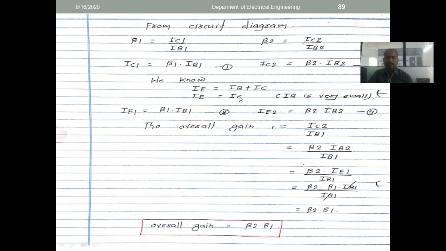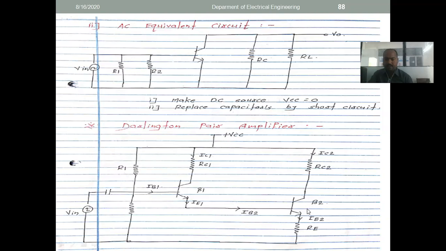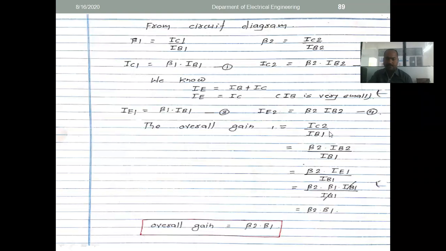So wherever IE is coming, we write it as IC, or wherever IC is coming, we write it as IE. So IC1 is written as IE1 equal to beta 1 into IB1, and IE2 equal to beta 2 into IB2. These are equation number 3 and 4. To calculate the overall gain, it is the output of the last stage divided by the input. So we write IC2 divided by IB1.